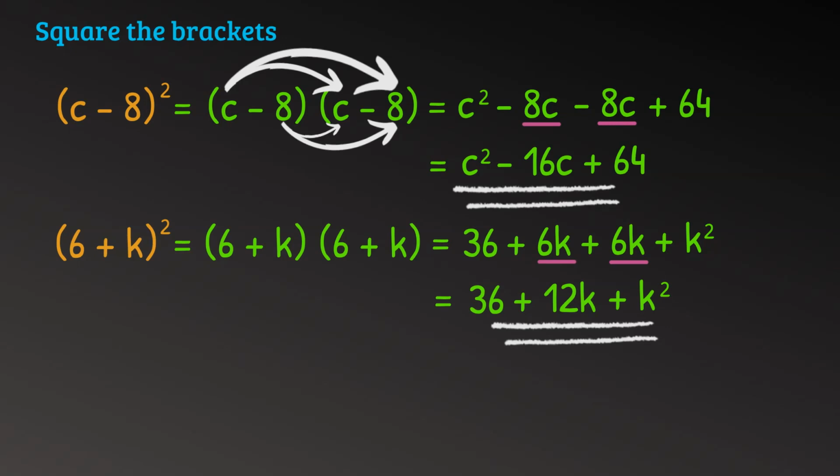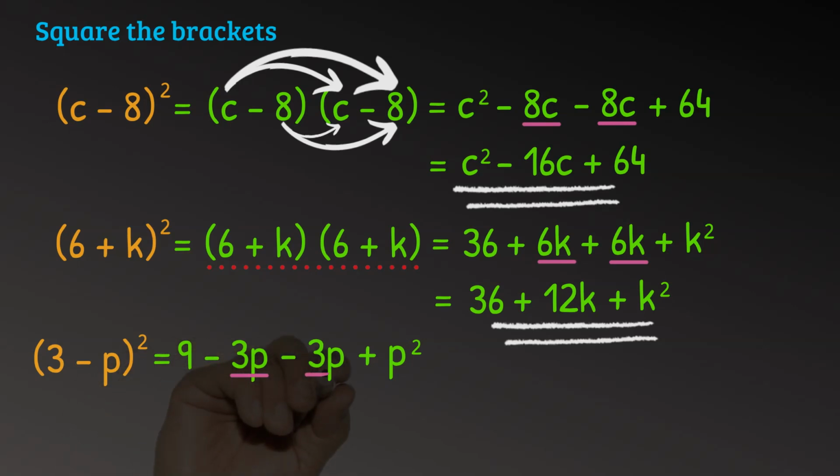Next, we're not going to write the brackets out in full, so we eliminate this stage. That should make the calculation quicker and shorter. So if we have 3 minus p squared, we start with 3 times 3, which is 9. Then we have 3 times minus p, which is minus 3p. Then we have minus p times by 3, which is also minus 3p. Then minus p times by minus p gives us plus p squared. And adding the minus 3p's together gives us 9 minus 6p plus p squared.